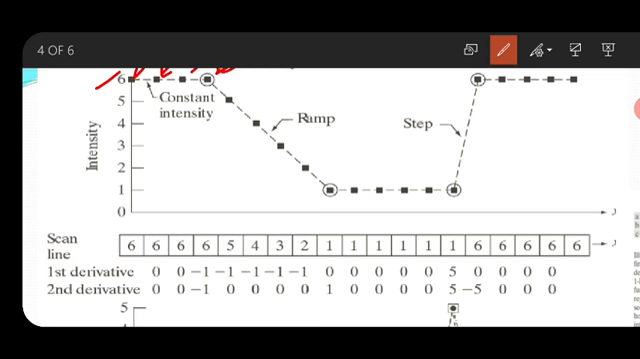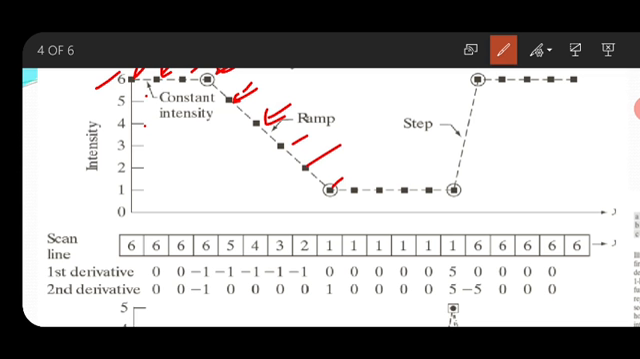Then suddenly, when you go to the next pixel, depending on the image, its value is 5. The intensity has changed here. The previous pixel intensity is 6, and the current pixel intensity is 5. Then there is one more pixel with intensity 4, then 3, 2, and this will be 1. These are the intensity values of all these pixels.